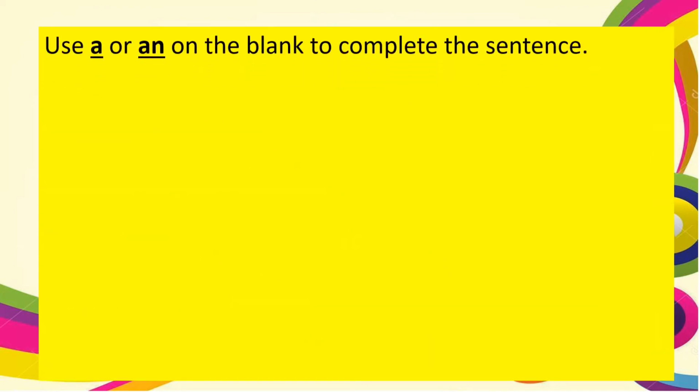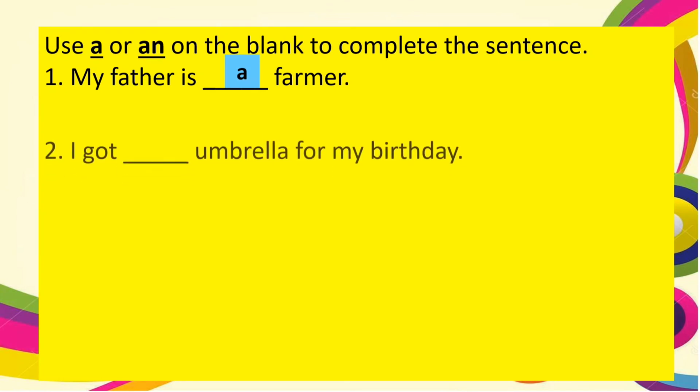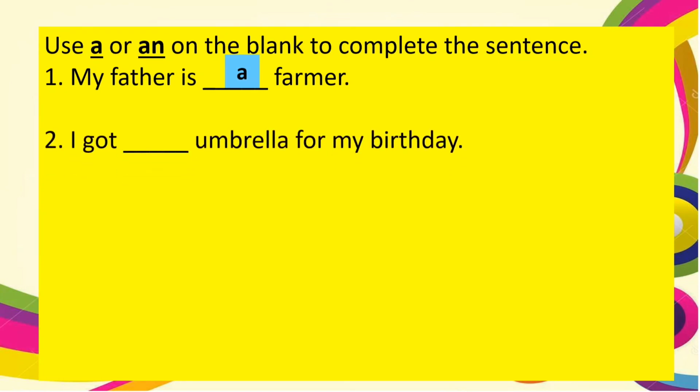Now let us use a or an on the blank to complete the sentence. Number 1. My father is blank farmer. A or an? Correct. A.